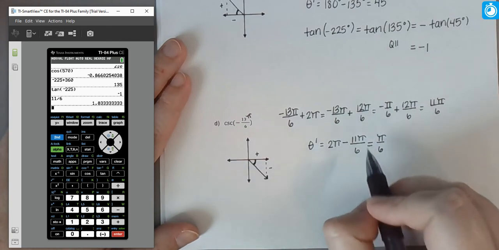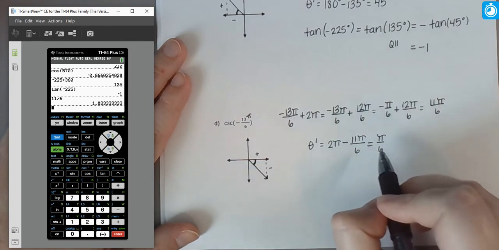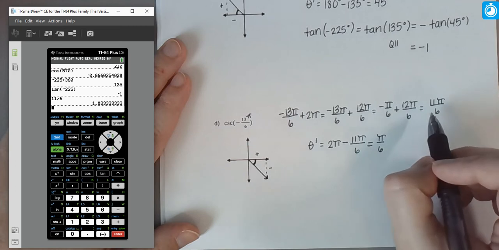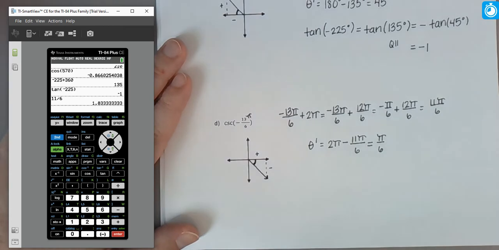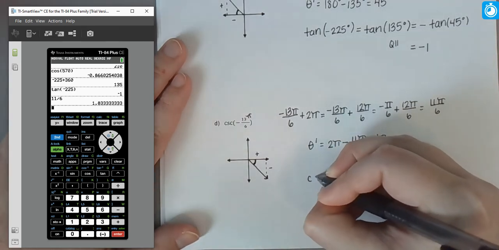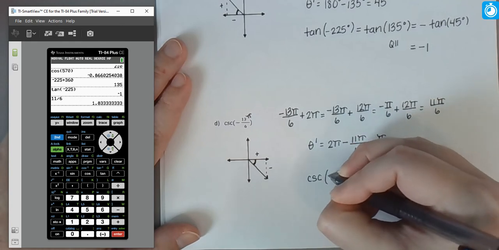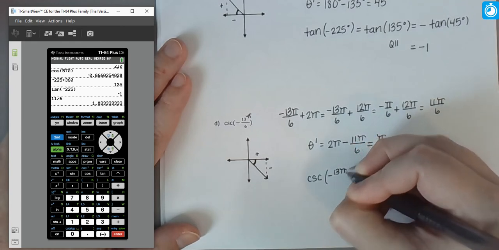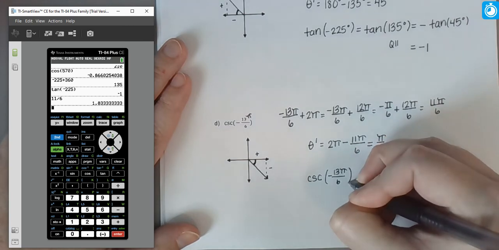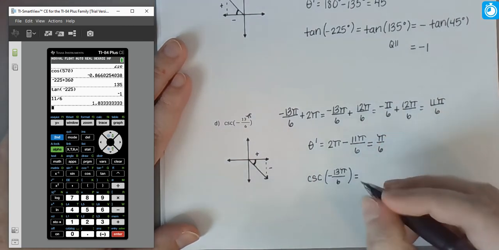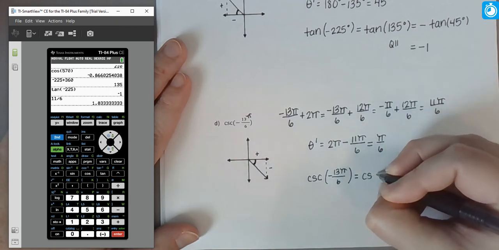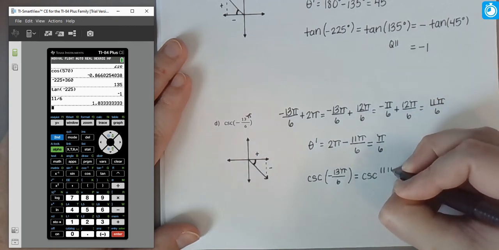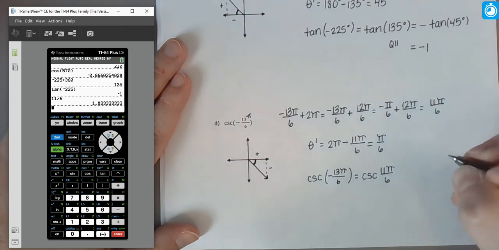So everything we need to know, all the values for pi over 6 are going to be the same as the values for 11 pi over 6 and respectively for negative 13 pi over 6, again except for adjustments potentially in sine. So our cosecant of negative 13 pi over 6 is going to be the same as our cosecant for our coterminal angle. So the cosecant of 11 pi over 6.